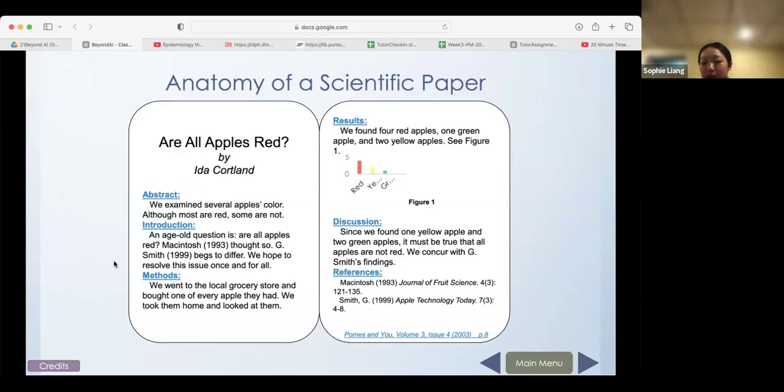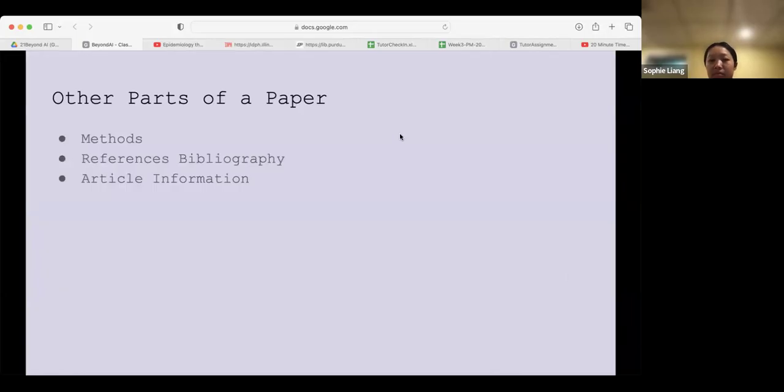Yep. Okay, and then it ends with the reference section, which is like different sources you can go to if you want to learn more, or if you want to check the author's work. Okay, some other parts of the paper. I'm not sure if it's in the first part, but the methods, references, bibliography, and article information.